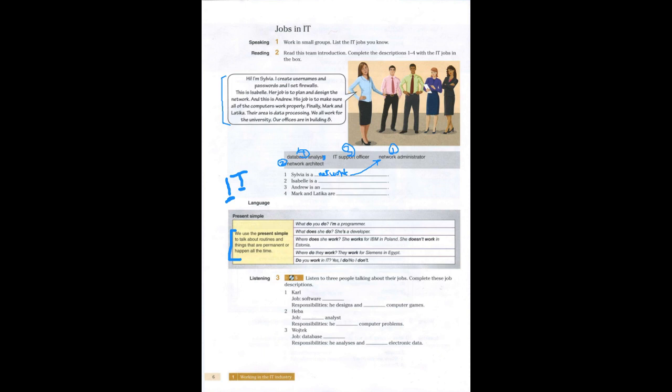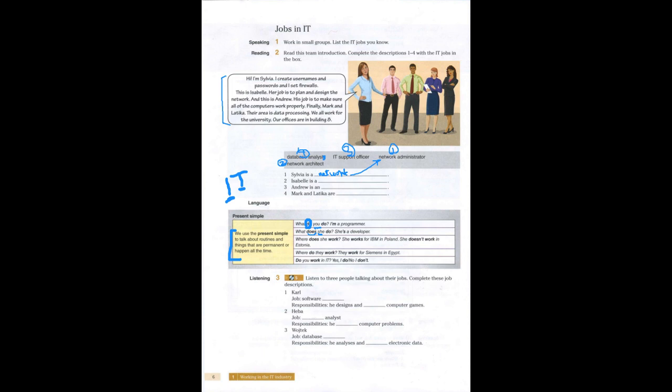So look at the form of the question. Here we have do. Why? Because the subject here is what? The subject is you. So you don't use does, but you do use do instead. And here does is used because the subject is she. She is a developer, single.